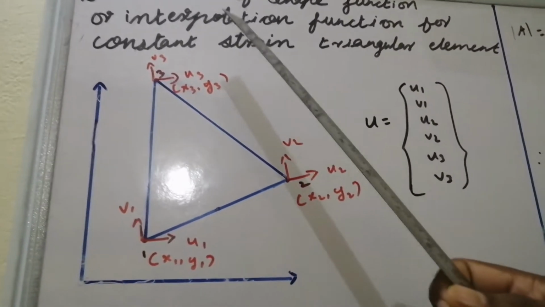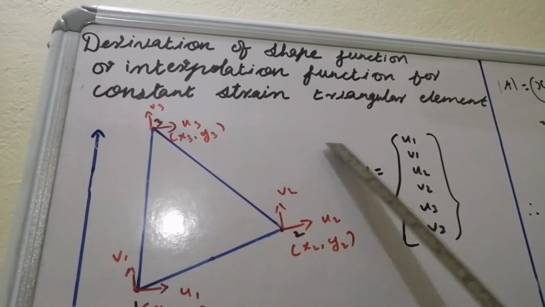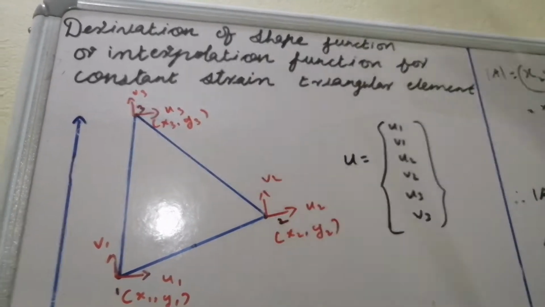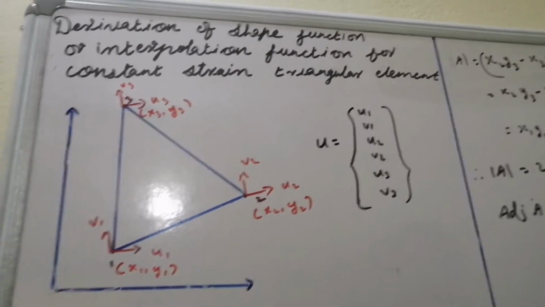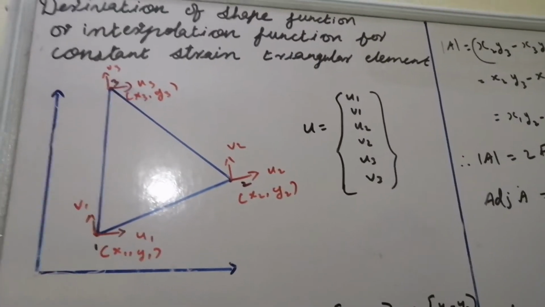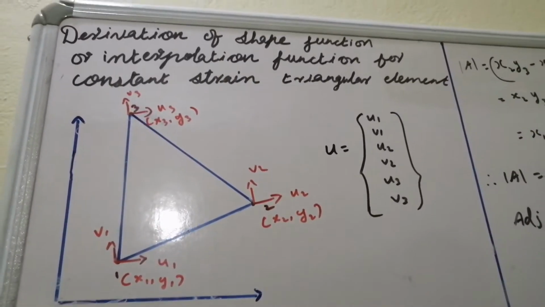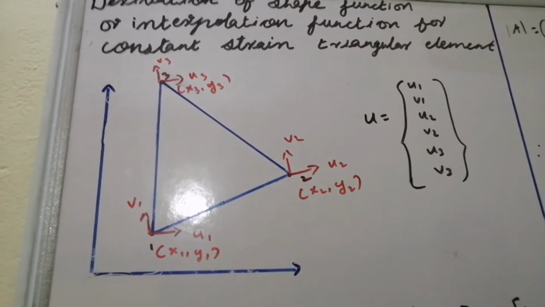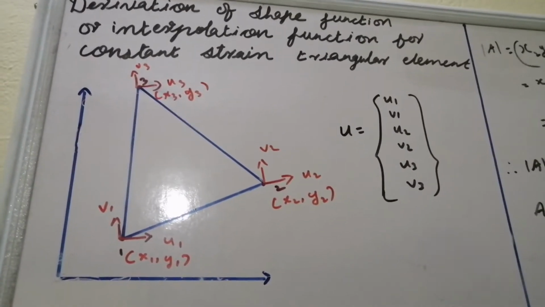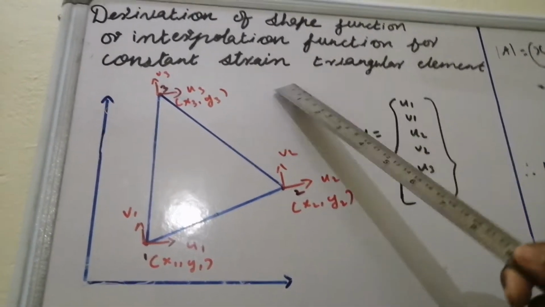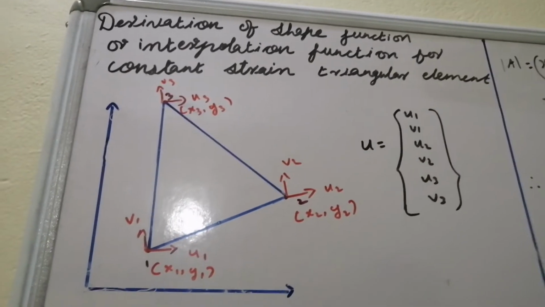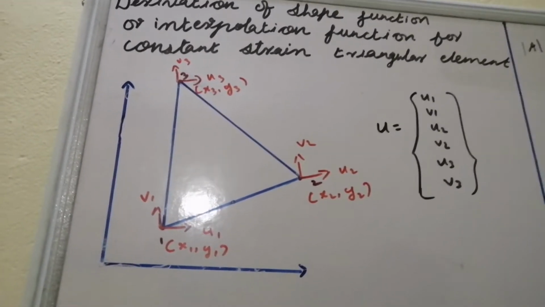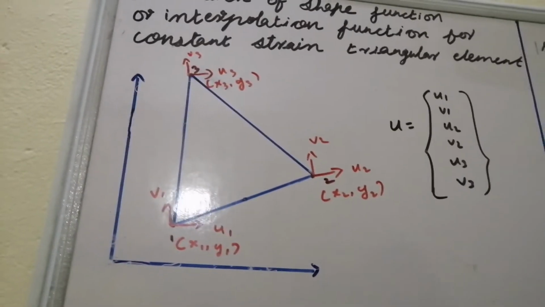You may be unfamiliar with the term constant strain triangular element. Constant strain triangular element is one type of triangular element. Triangular element is basically of two types: constant strain triangular element and linear strain triangular element. In case of constant strain triangular element, we will have three nodes, and in case of linear strain triangular element, we will have six nodes.